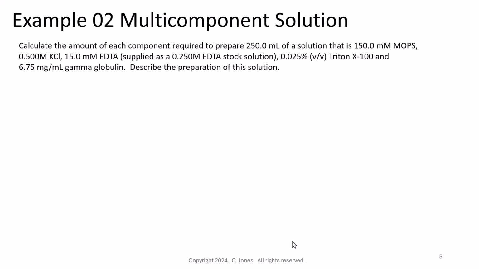0.025% volume Triton X-100, and that tells us that Triton X is supplied as a liquid since it's volume, and 6.75 milligrams per mil gamma globulin. And again, just for the practice, describe the preparation of this solution, okay? Quickly going through the components, MOPS is another chemically synthesized buffer, okay?